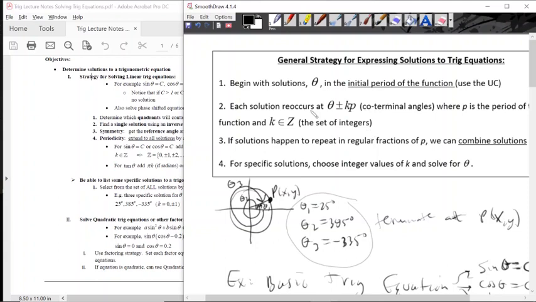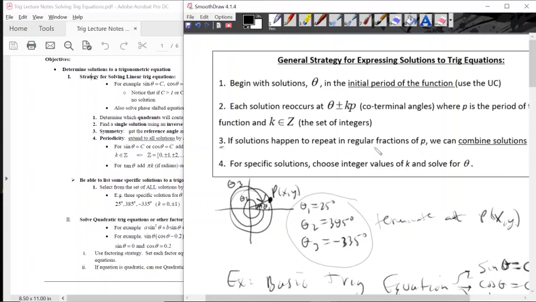For each such solution that we find from step 1, we're going to add integer multiples of the period, as discussed. We'll add 2 pi times k if our solutions are in radians, and we'll add 360 degrees times k if our solutions were in degrees. For step 3, if the solutions happen to repeat, we'll express them in regular fractions of pi. We'll take a look at some examples like that.